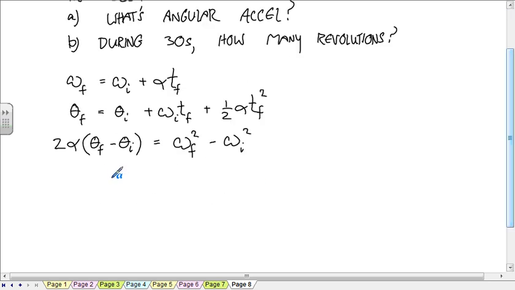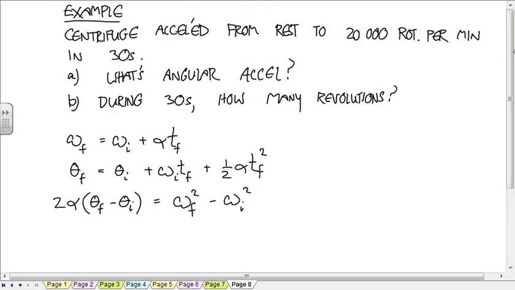And the way to do it is just list out the variables you know, the variables you want, and find one of these equations that has the variable you want and everything else is known.